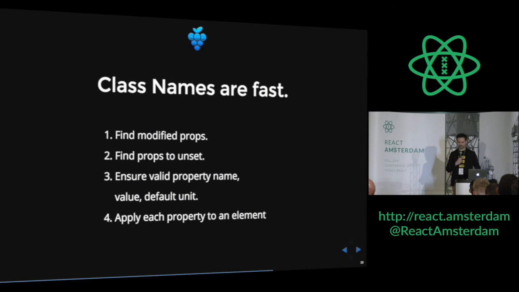And yes, class names are fast. They are always faster than inline styles, because, for example, this is the rendering pipeline for inline styles in React. This is what React needs to do to apply inline styles. It looks for modified properties. It looks for properties which need to be unset. It needs to ensure the property name and value are valid. It needs to ensure a default unit. And then it needs to apply all these properties to every element. And React does it for every rendering.